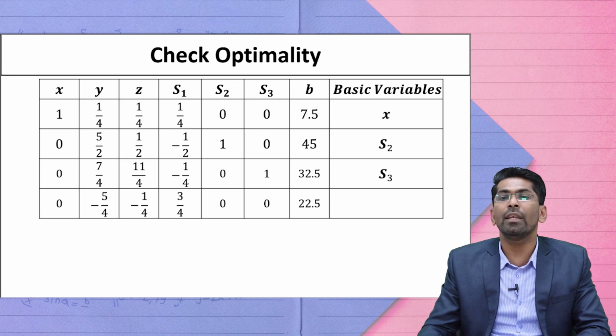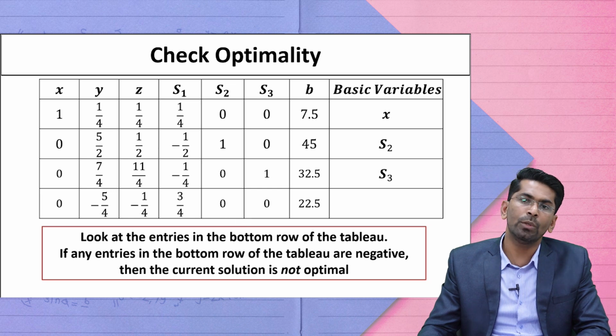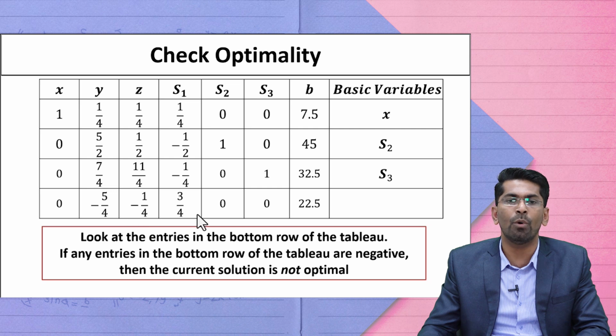To check whether the given solution is optimal or not, in the given table, if all the values in the bottom row are positive or equal to 0, then we can say that the solution is optimal. But here, we have two negative values in the bottom row, which indicates that the solution is not optimal. So what are the negative values here? Minus 5 by 4 and minus 1 by 4. We have two negative values in the bottom row, showing that our solution is not optimal.